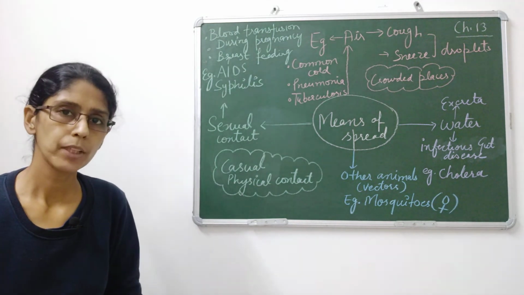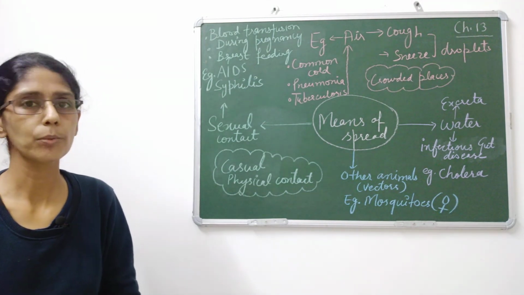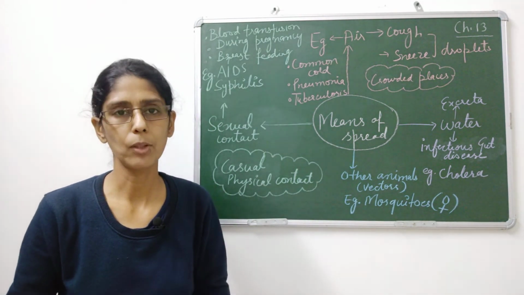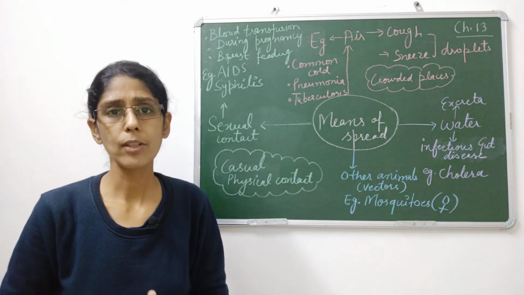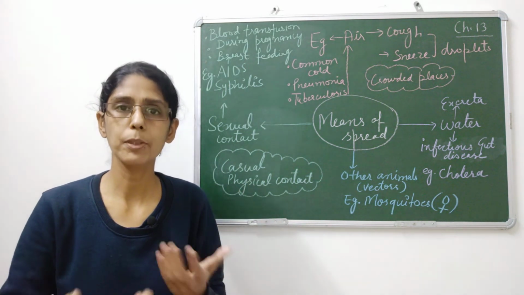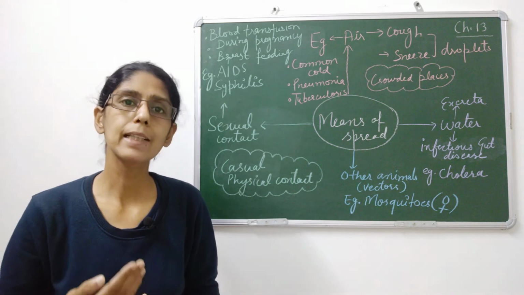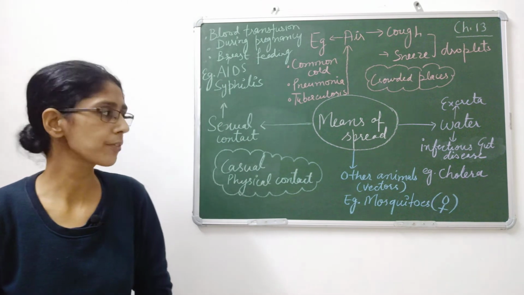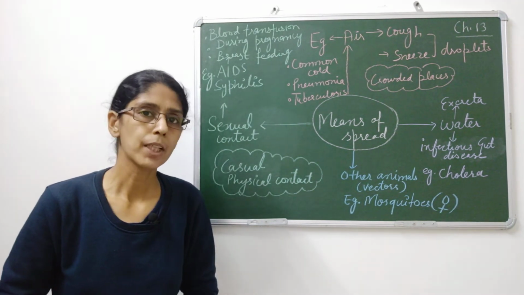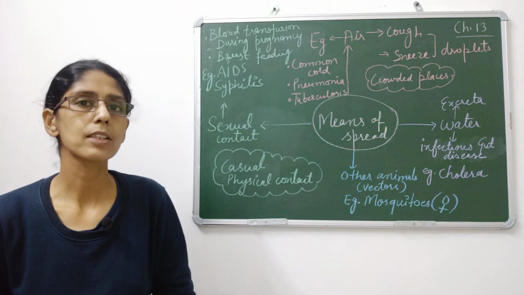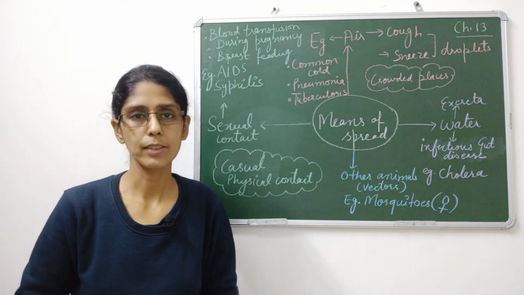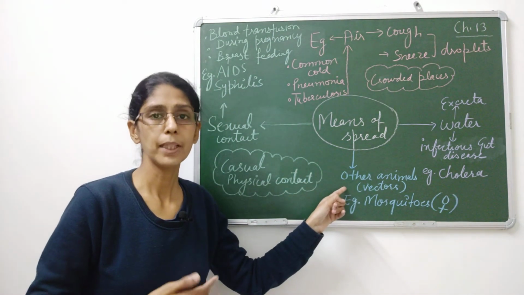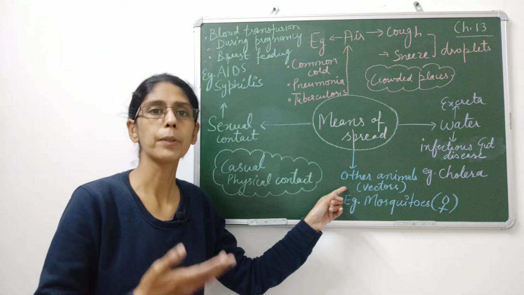The next means of spread of infectious agents from one individual to another is through other animals. Human beings also belong to kingdom Animalia, so they are also animals. So other than human beings, other animals, we are surrounded by other animals, and they can spread disease from one human being to another human being. There are many examples of such diseases. We know that malaria is an example of such disease, and dengue is also an example.